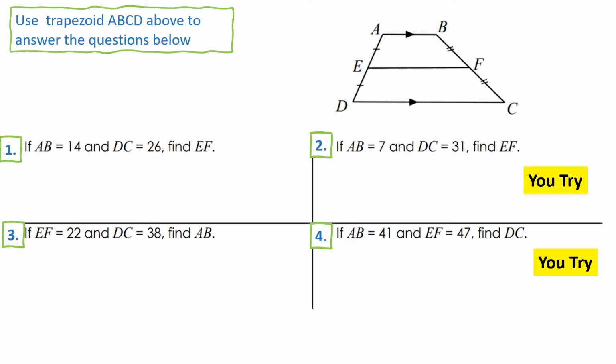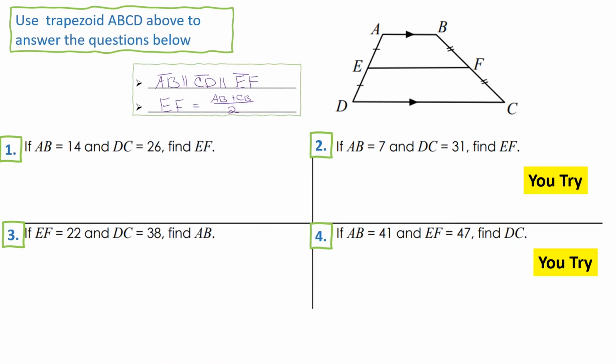So we have 4 examples here. I'm going to do the odd numbers, numbers 1 and 3, and I would like for you to try numbers 2 and 4. And we're going to use the properties that I mentioned before. AB, CD, and EF are all parallel. In order to find EF, which is the mid-segment, we simply add our 2 bases and divide by 2. So EF is the mid-segment because it connects the midpoints. So let's try these problems.